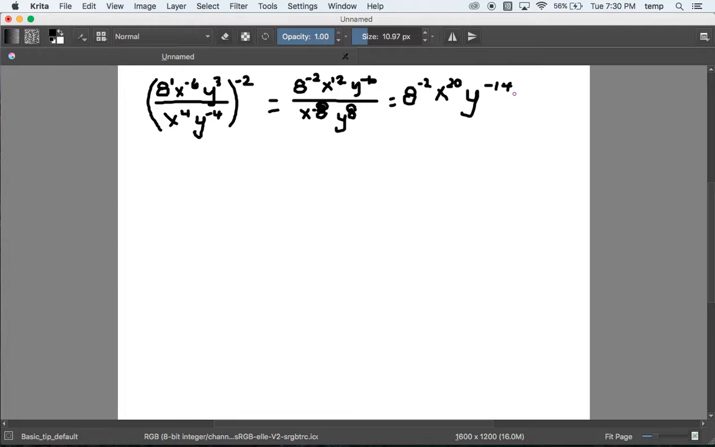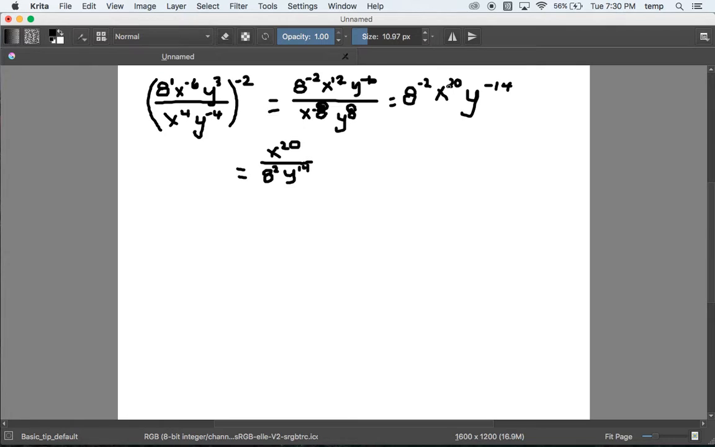And now we can put our negative exponents in the bottom and turn them into positive exponents. Again, we learned that in the last video. But we'll leave our x to the 20 on top, and we'll divide by 8 squared. We're just moving these numbers to the denominator and making our exponents positive now. And -14, we can move that to the denominator and make it positive as well. So y to the 14.